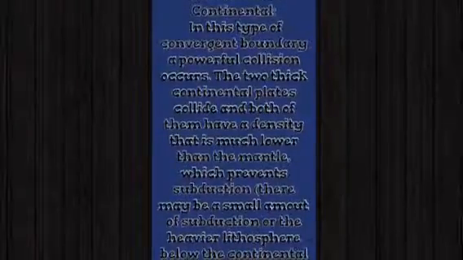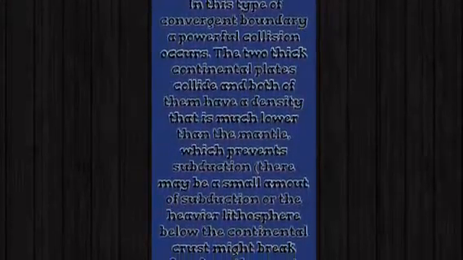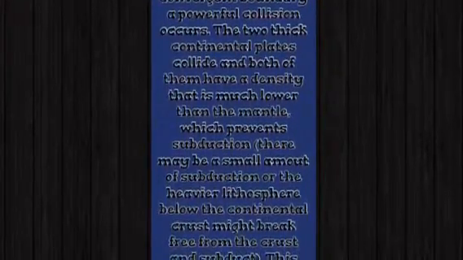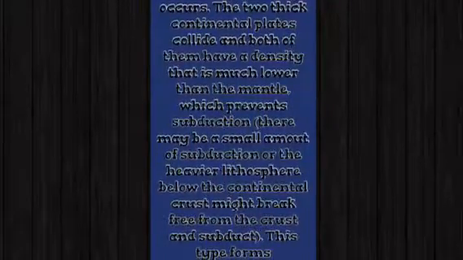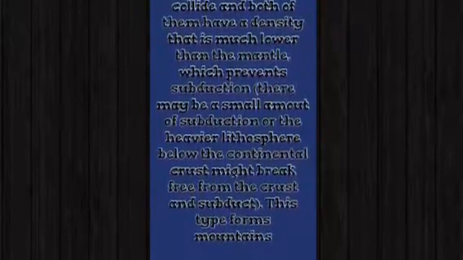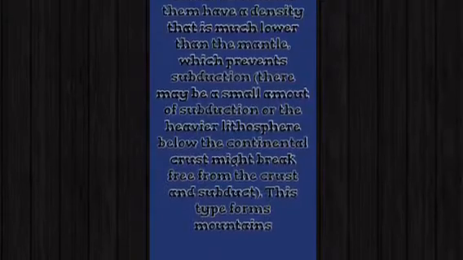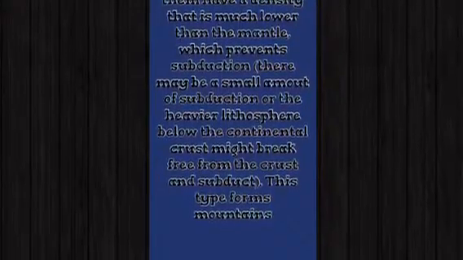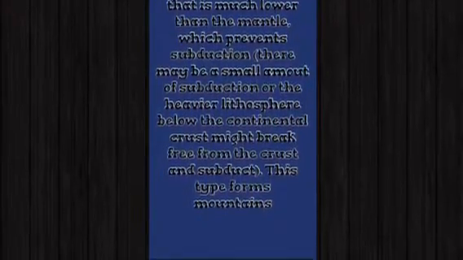Continental-continental. In this type of convergent boundary, a powerful collision occurs. The two thick continental plates collide, and both of them have a density that is much lower than the mantle, which prevents subduction. There may be a small amount of subduction, or the heavier lithosphere below the continental crust might break free from the crust and subduct. This type forms mountains.